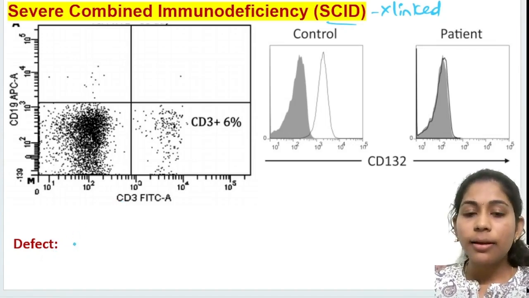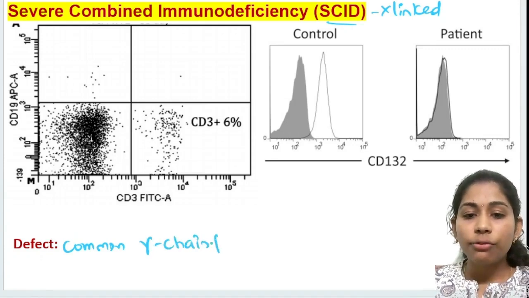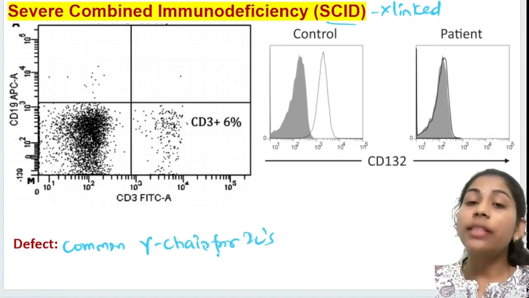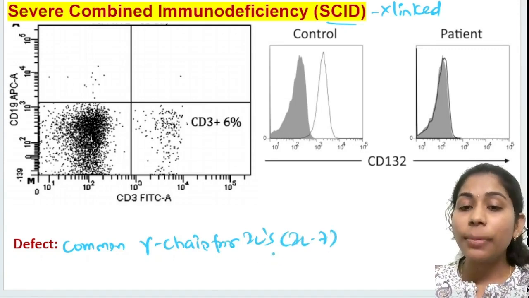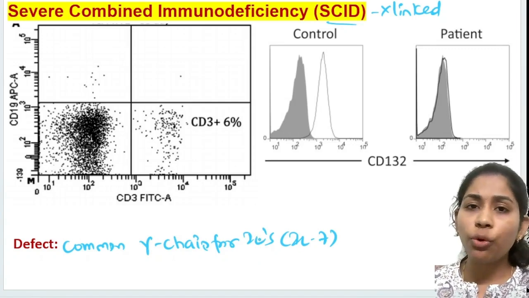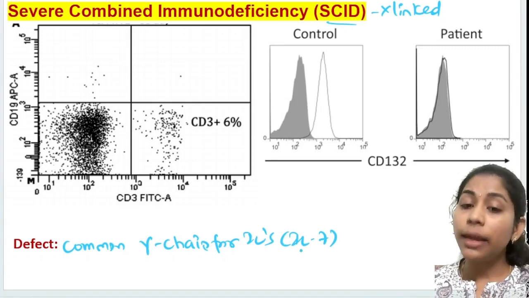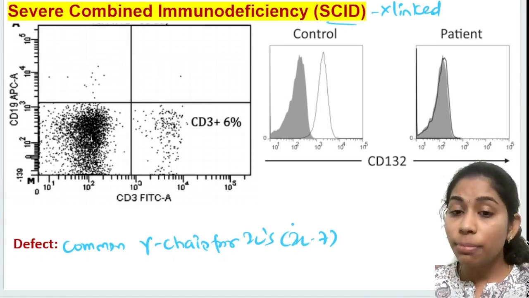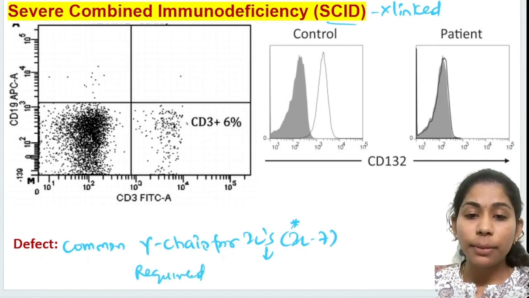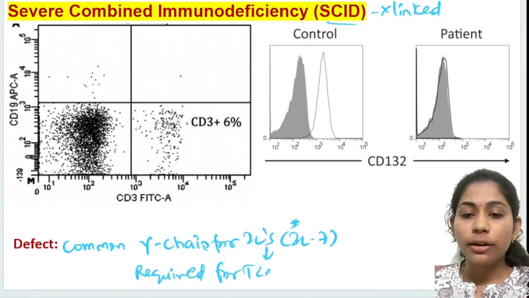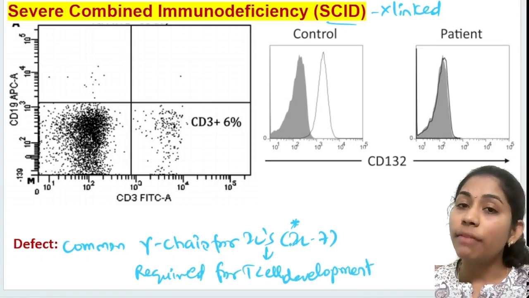Here, in X-linked SCID, the common gamma chain for the interleukins is absent. Especially interleukin 7. So when this gamma chain is absent, the interleukins are not produced. Okay, interleukin 2, 4, 6 and 7 are not produced. And if these are not produced, what will happen? This interleukin 7 is required for T cell development. So for the development of T cells, this interleukin 7 is required.